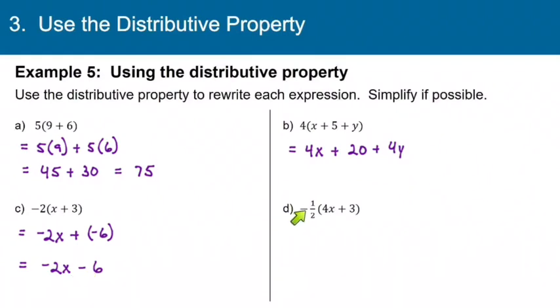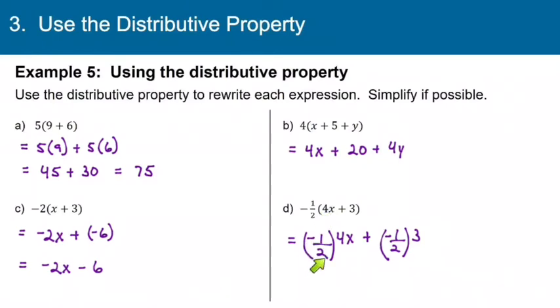Okay, now let's look at part D. Here we have negative 1/2 times (4x plus 3). Okay, let's multiply negative 1/2 times each of these numbers inside the parentheses. So first I'll have negative 1/2 times 4x, and then we'll have plus negative 1/2 times 3. So we've multiplied the negative 1/2 times each of the terms inside the parentheses. Now we have to simplify this.